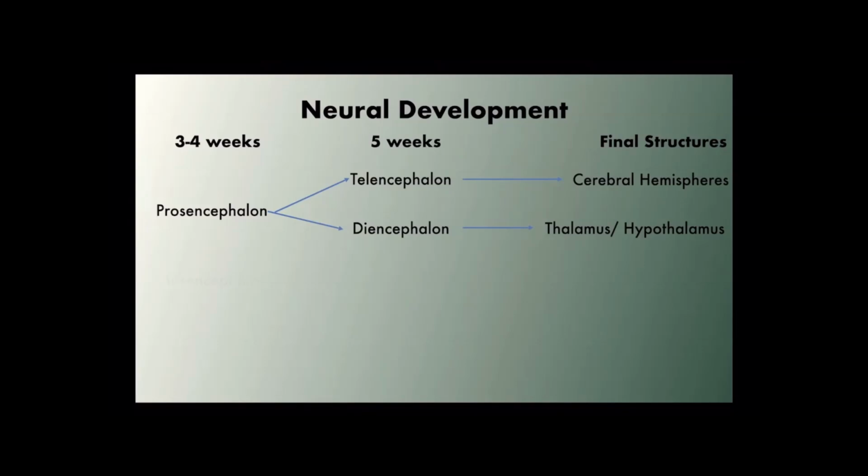Our next main division is mesencephalon. Now remember, mesencephalon, aka midbrain, right? It remains mesencephalon throughout the first 5 weeks, and its final structure, that's right, midbrain, and those superior and inferior colliculi.